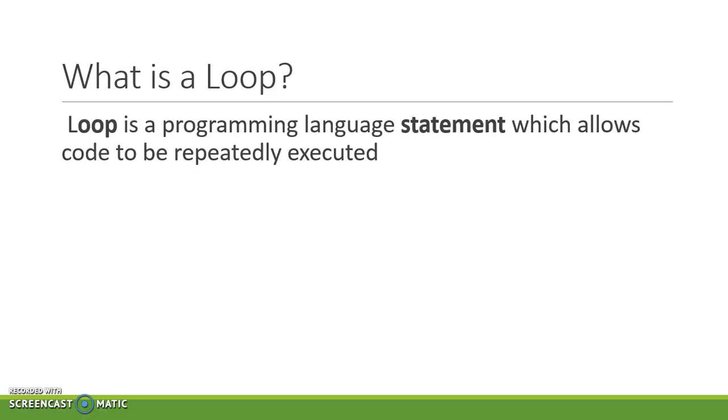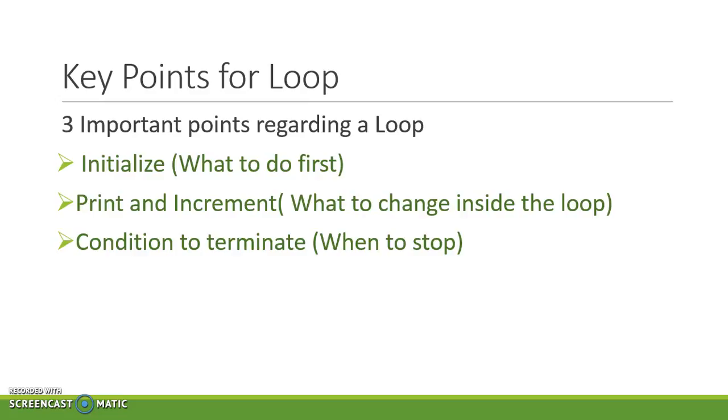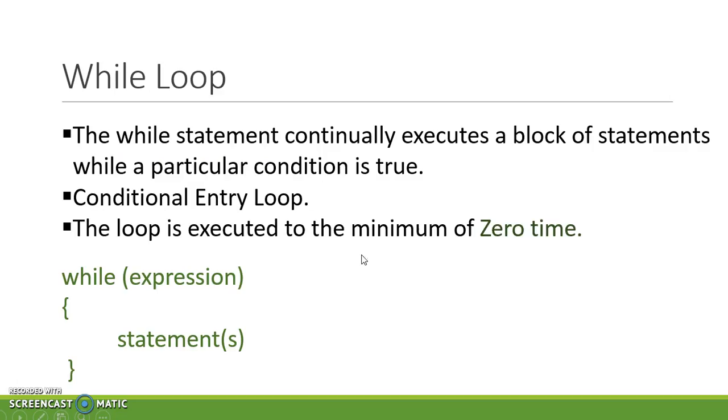What is a loop? Loop is a programming language statement which allows code to be repeatedly executed. Key points for any loop is first initialize, then increment, then condition to terminate. That is what to do first, what to change, and when to stop.